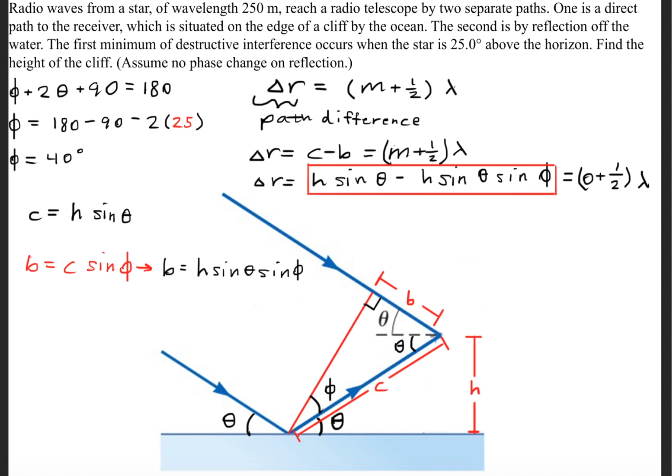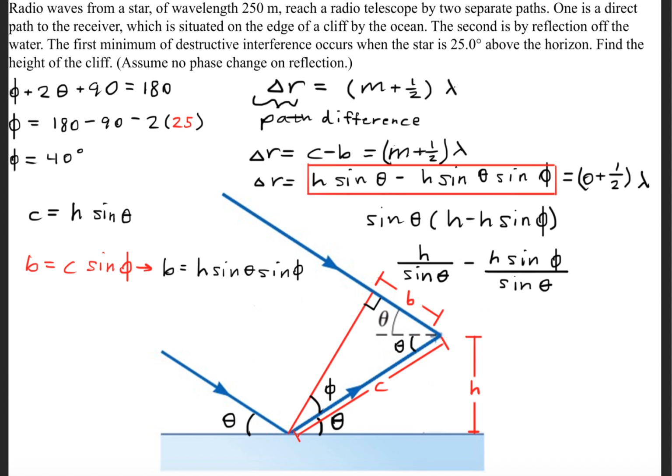The next thing we're going to do is some algebraic manipulation, and we're going to focus our attention on this term right here. What we'll do first is pull out the sine theta. The next thing we're going to do is divide this entire term by sine theta so that we get h over sine theta minus h times sine of phi divided by sine theta. The last thing we'll do is factor out the h over sine theta so that we get h divided by sine theta times 1 minus sine of phi, and we set that equal to, so we just take this right here and we get lambda over 2.